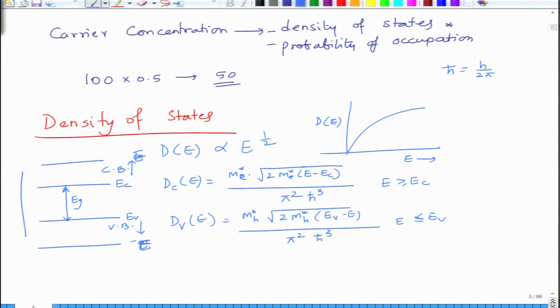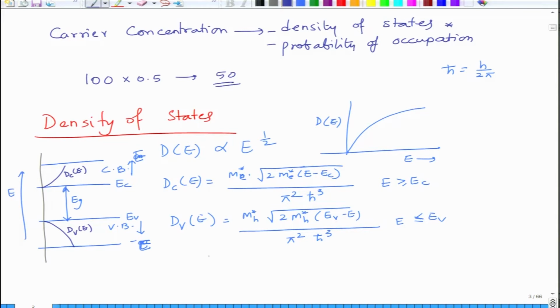So let us say this is E, and if I make a y axis here, then in this direction it goes as this, and in this direction it goes as this. You can say this is dV(E) and this is dC(E). So we have found the density of states. This comes from the quantum mechanical analysis, and we haven't gone into the details of that.